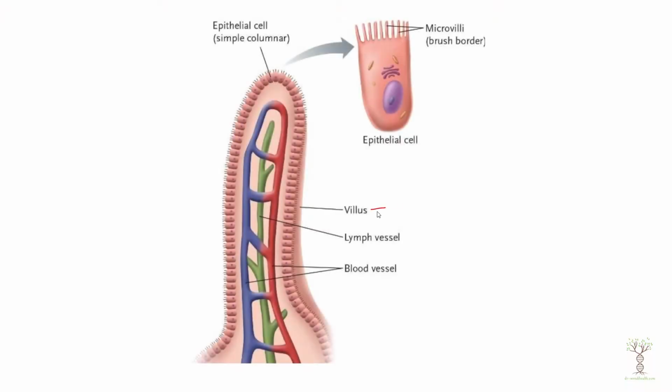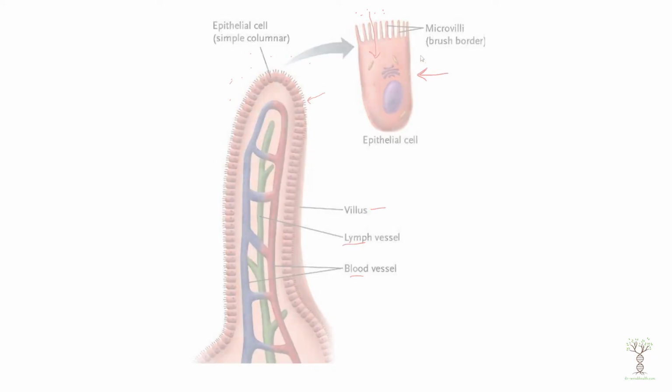Here we can see an individual villus with a lymphatic vessel and a capillary. So nutrients are going to absorb through the individual epithelial cells into either of these two vessels. Now, what we're going to do in this video is focus specifically on the epithelial cells and how things move from the lumen of the digestive tract, which is out here, and how they move into these cells and out the other side.